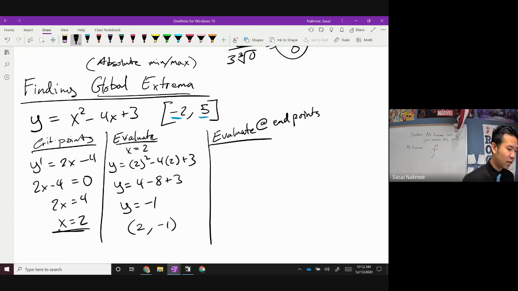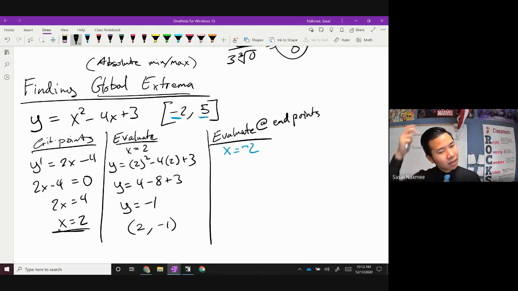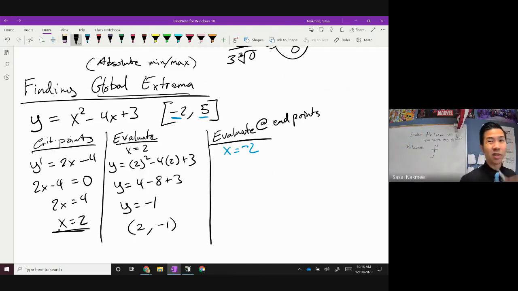So I'm going to test to see what I get when x is equal to -2, and I plug that into the original function, not the derivative. If you plug it into the derivative, it's just going to give you the slope of the tangent line, and that doesn't really tell you too much at the endpoints. It just tells you is it increasing or is it decreasing, and we'll talk more about that next semester.